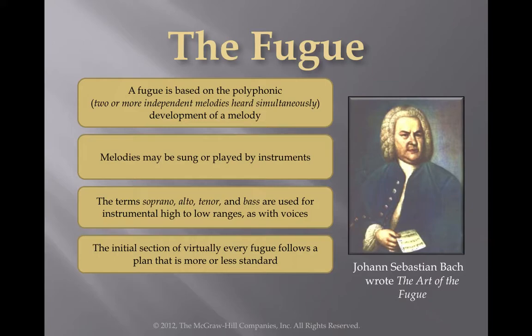Now, a fugue generally has the same form at the beginning. Every fugue is written the same way, a form that we will be looking at shortly. And then after the main introduction of all of the melodies, after that first part of the form, the rest of the piece of music goes on as a composer would decide.